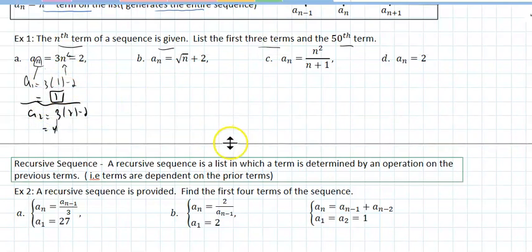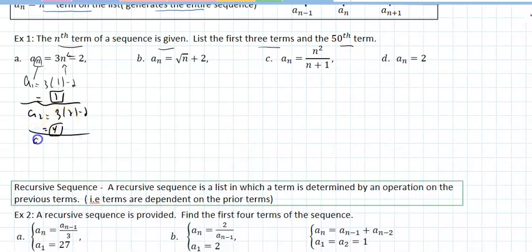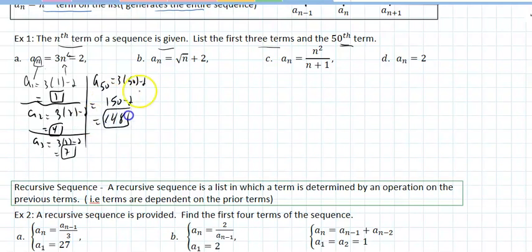With just a bit more spacing, we have plenty of space. A sub 3 is going to be 3 times 3 minus 2, which is 7. And a sub 50, the 50th term on this list, is 3 times 50 minus 2. That would be 150 minus 2, which is 148. So what's so important about having a general term? You could find any term you like on this list. And I could work backwards. If you give me a term, I could replace this by it and tell you where it falls on the list. Basically, which term is it?